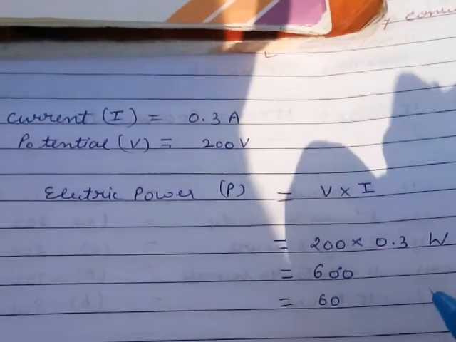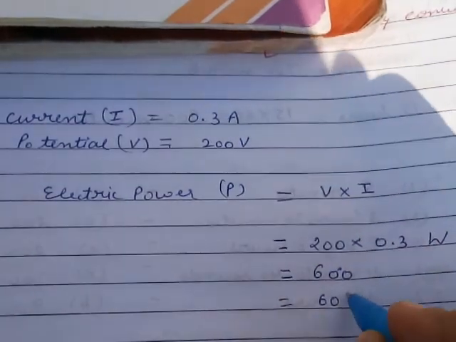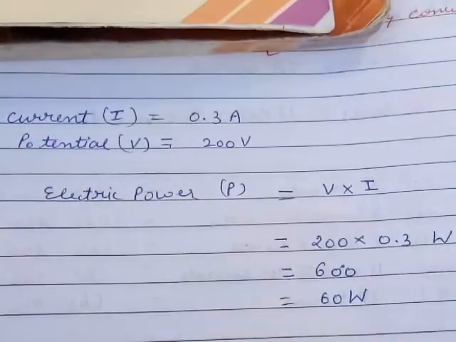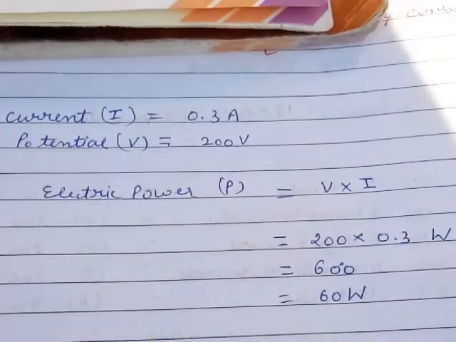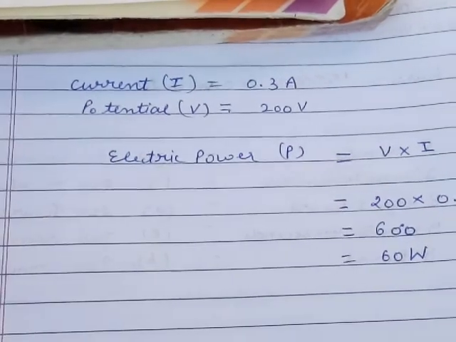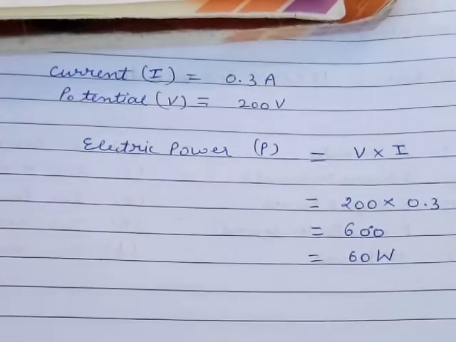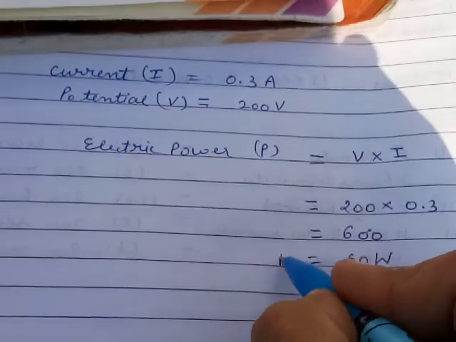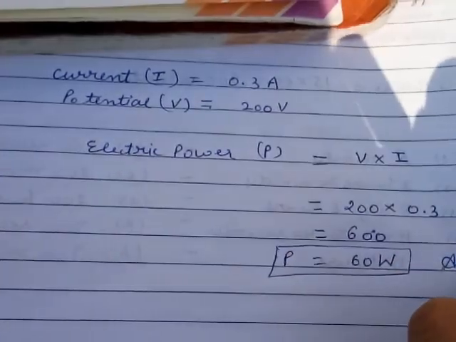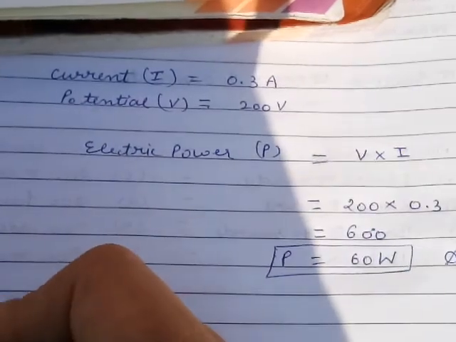66 watt. The answer is 66 watt. Okay, hope you understood the numerical. We just put the value of V and I in this formula and we get the power P equal to 66 watt. This is the answer. Okay, now let's solve the second numerical.